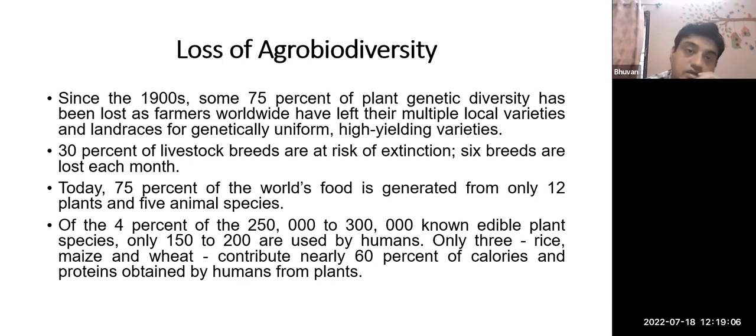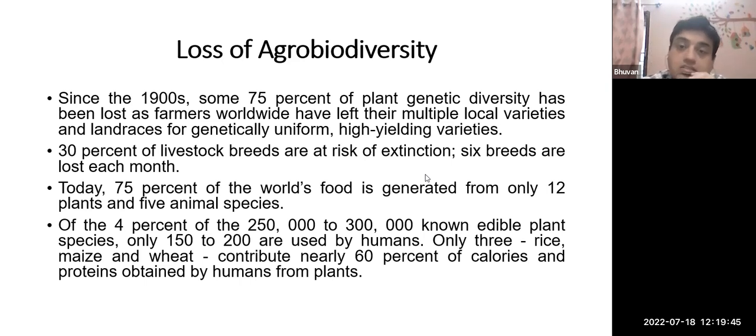If we look at the world scenario, some 75% of the plant genetic diversity has been lost as farmers worldwide depend on the high yielding varieties. The similar trend goes for livestock, in which 30% of livestock breeds are at risk of extinction, which means that 6 breeds are lost each month. And 75% of the world's food is generated only from 5 animal species and 12 plant species. So you can say that agriculture is also getting homogenized.